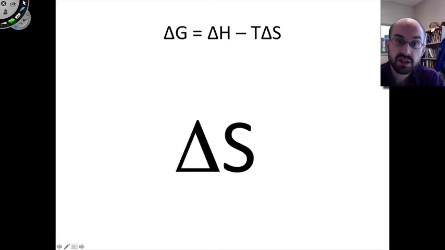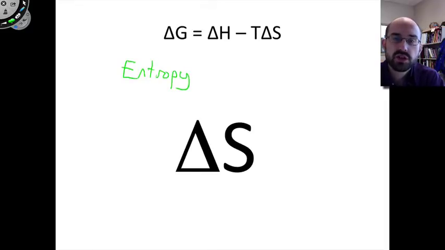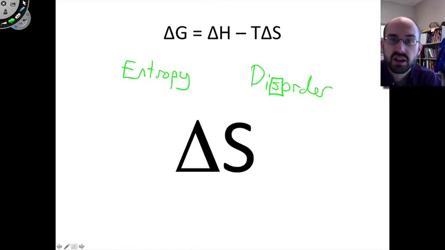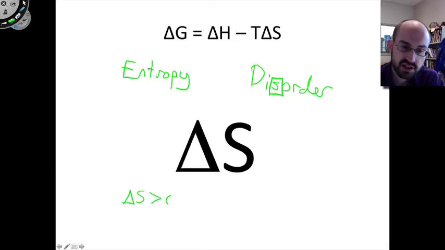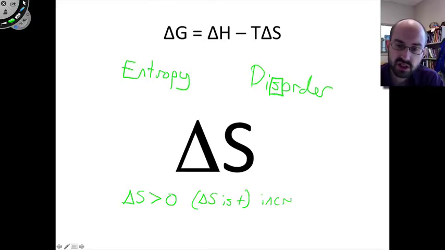Next, let's talk about delta S. Now, the formal name for delta S is entropy. And the most useful comparison to what entropy is, is disorder. So the mnemonic I use is disorder has an S in it, and delta S is entropy. So for processes where delta S is greater than 0, delta S is positive, we have increased disorder.